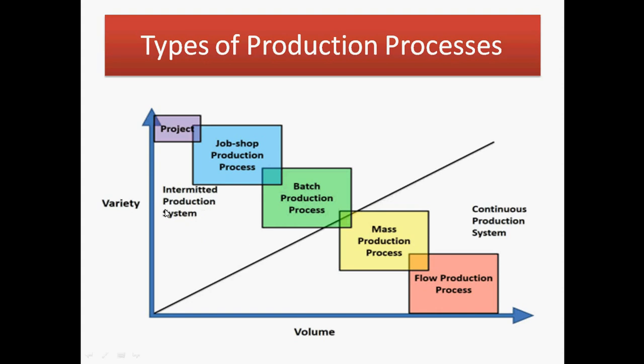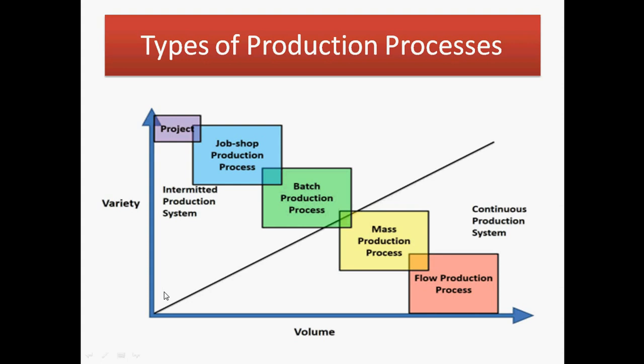But in that case, low volume is there. Low volume means a low production rate. But a high production rate is observed in mass production as well as in flow production processes. So this is about the types of production processes.